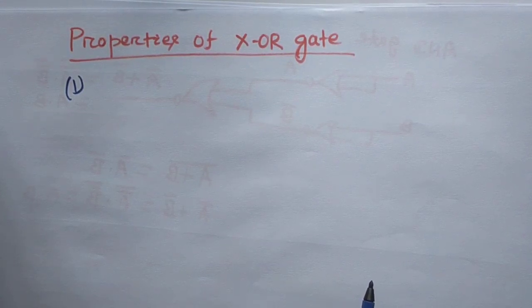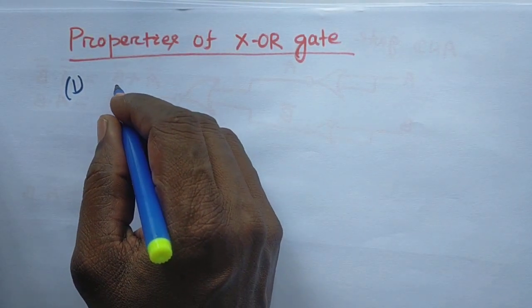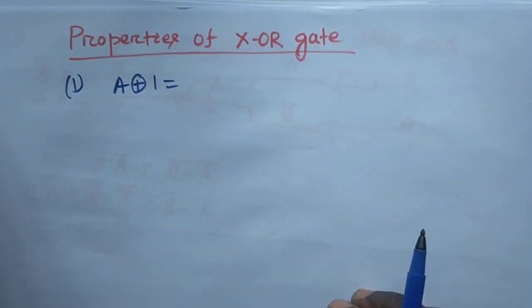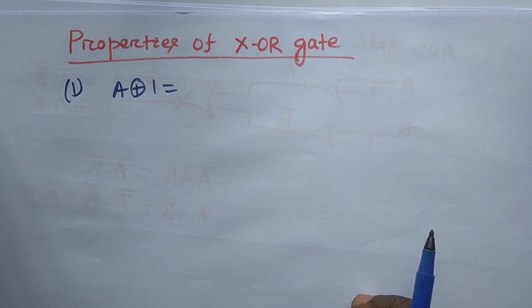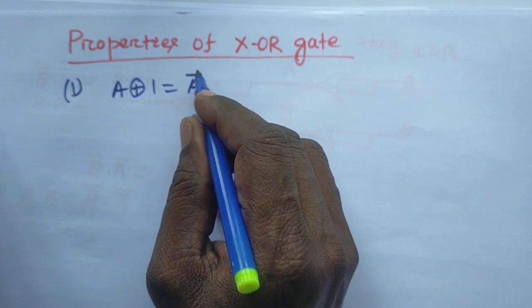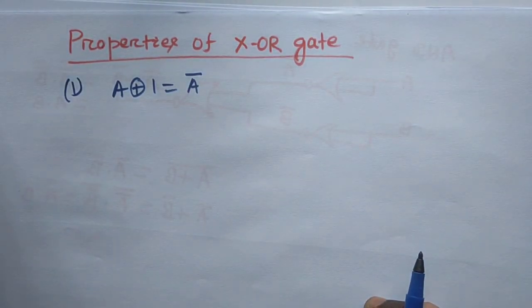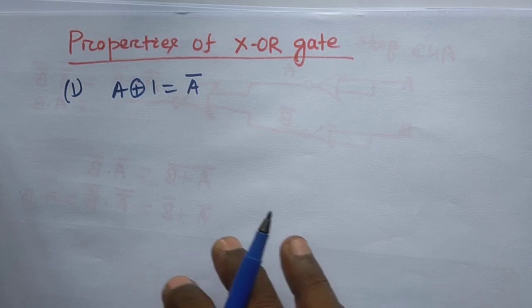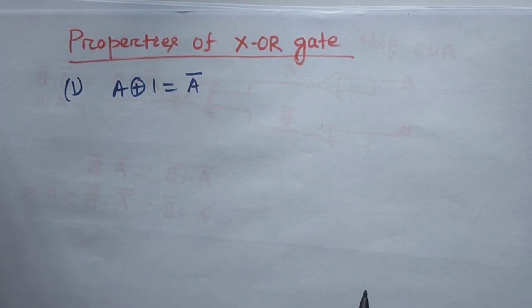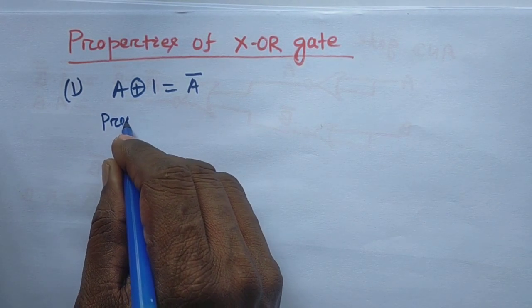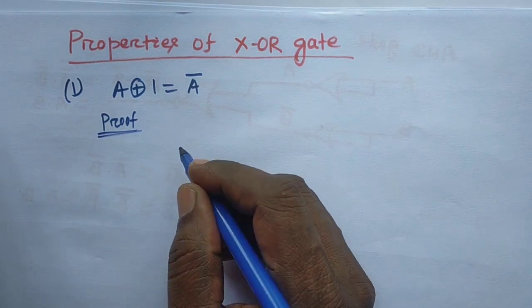Now we see, let a XOR with 1, for example. The result will be a complement. You see how we get that output, a complement, when a XOR with 1. We will prove it. Actually, this is the statement we have to prove. Now, in a very simple way, let us prove how this particular statement is true.